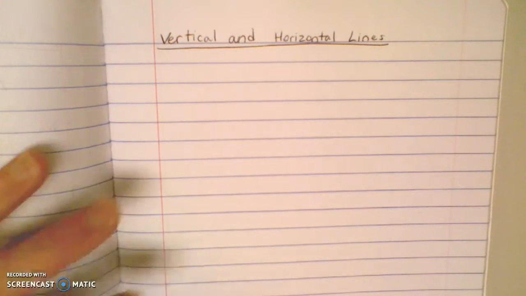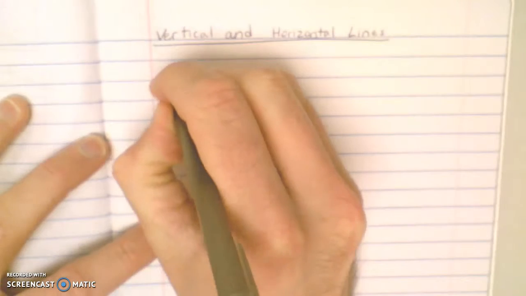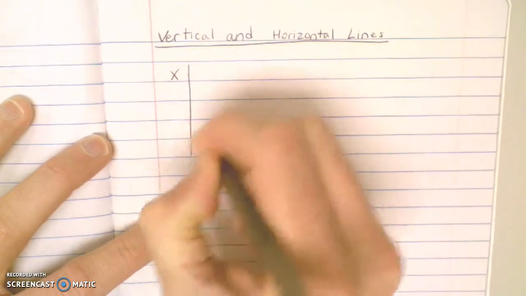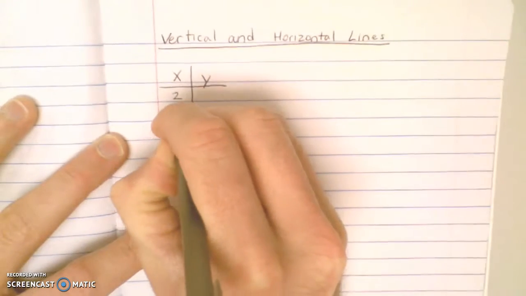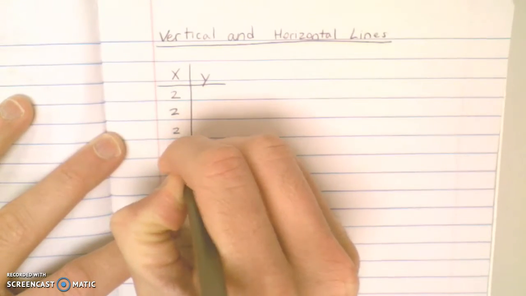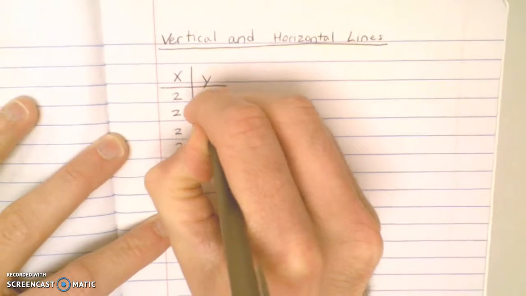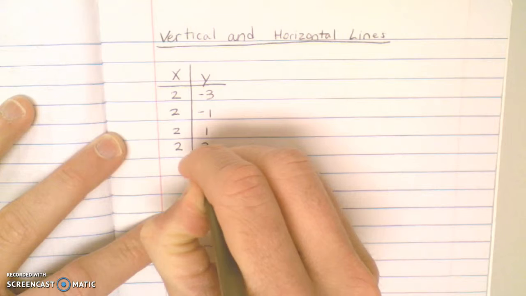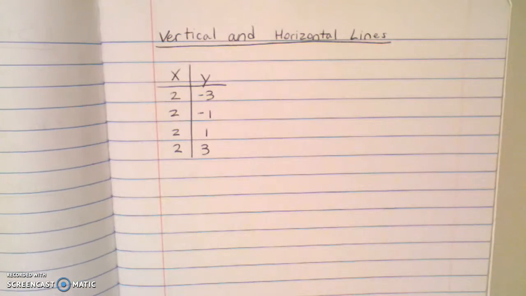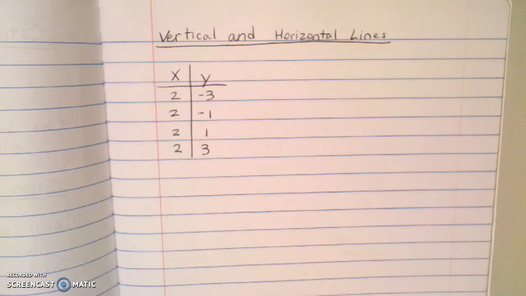So let's take a look. Let's say I gave you this table of values. If I asked you to graph those points onto a graph, let's see what it would look like. So using the graphs that I gave you, tape in one of the graphs.